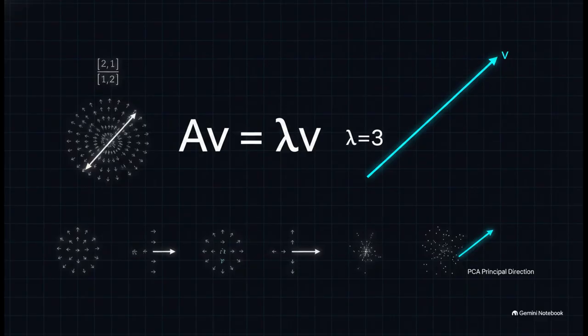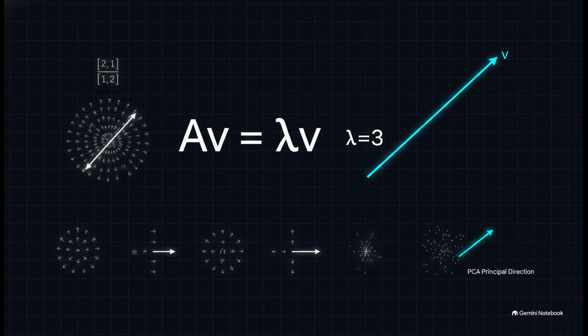And here it is, A times V equals lambda times V. Let's break down these symbols, because each one is doing some real heavy lifting. A is our transformation matrix. V is that special vector we're hunting for, the eigenvector. And that Greek letter lambda? That's the eigenvalue, which is literally just an ordinary number.